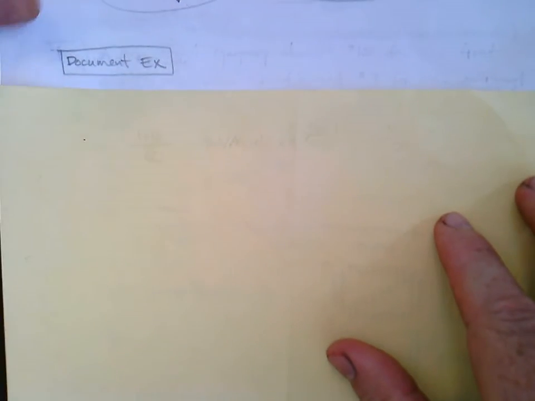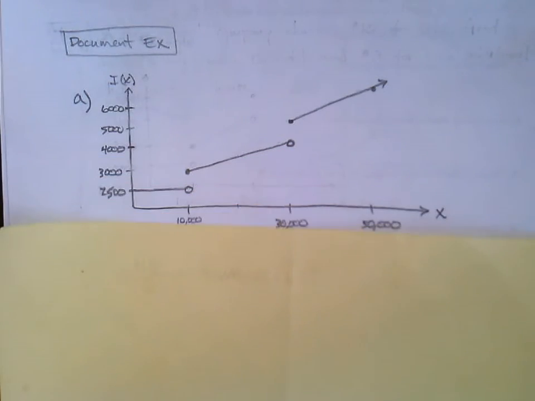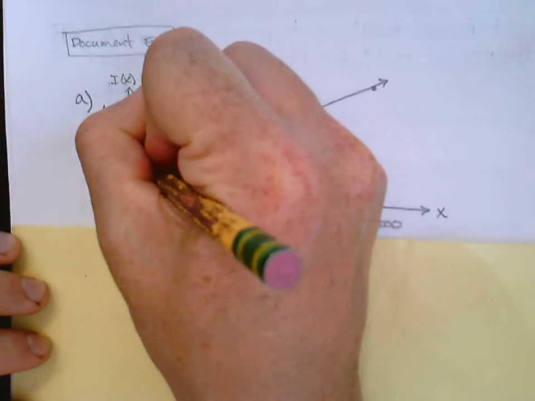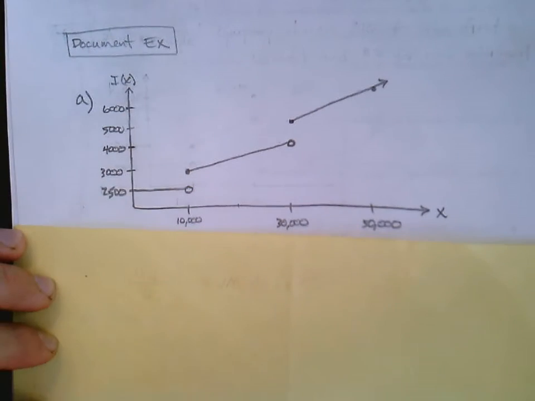Okay, so here we go. Back on the screen. I'm just going to turn this paper around so we don't see that writing. So this is the document example, okay? And in part A, we've got the graph. Now, I'll show you the graph and then we'll talk through it. Okay, let's see.